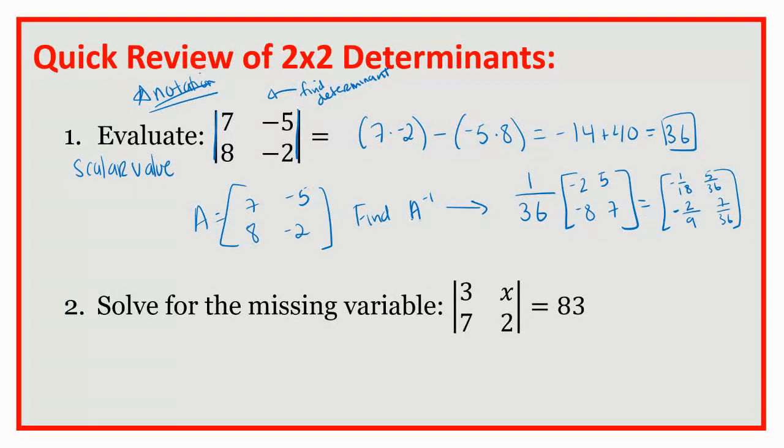If I did A times A inverse, I should get the identity matrix, because this is its multiplicative inverse. What would its additive inverse be? I would have to add -7, 5, -8, and 2, because if I did that, I would get the 0 matrix.